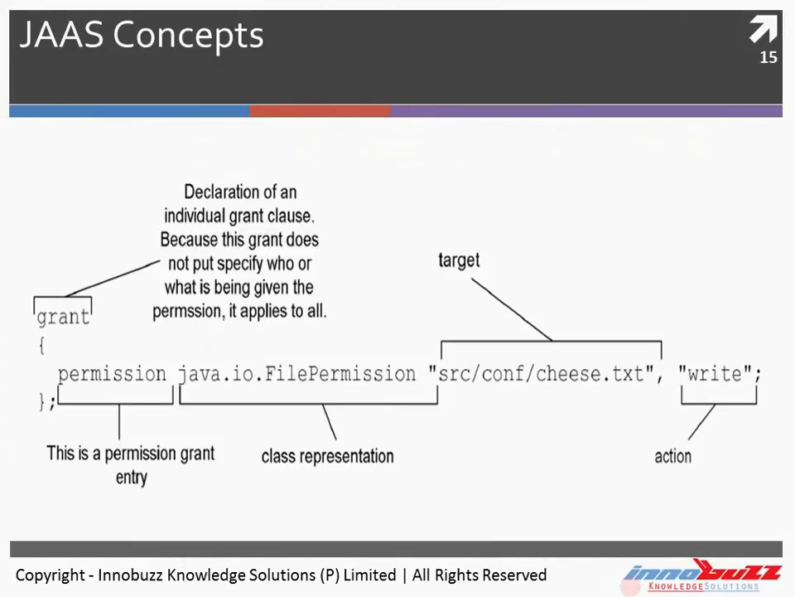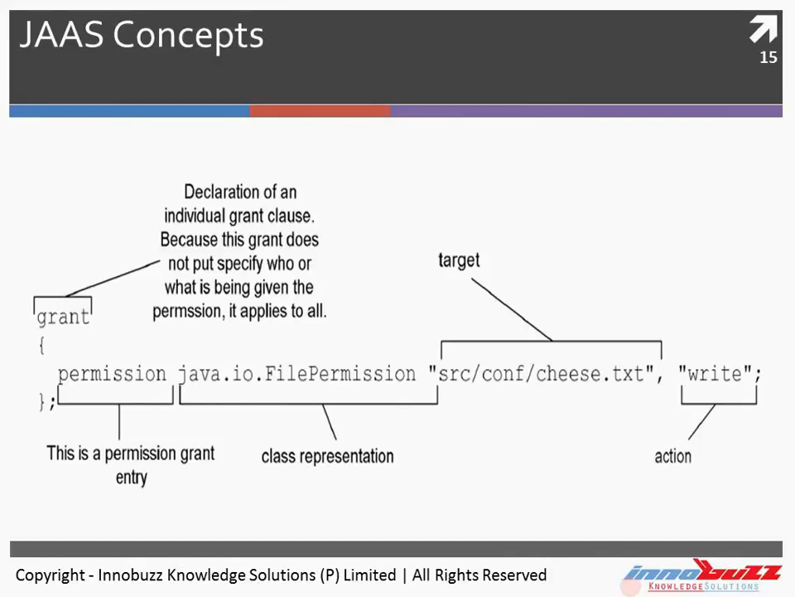If you consider an example, you want to give a permission for a respective text file called cheese. In this pictorial, you can see there is a text file called cheese and you want to grant a permission to write a file into this text. And how will you give that? You have a grant keyword, which is the declaration of an individual grant clause, because this grant does not specify who or what is being given the permission. It just applies to all.